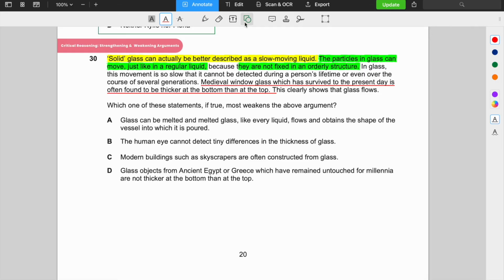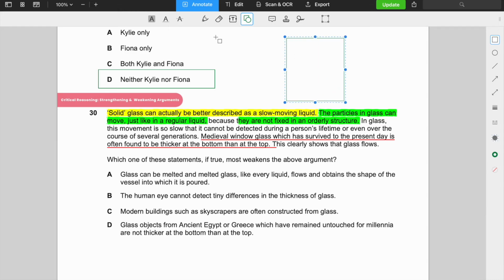So what they're saying is that the glass is flowing because it's apparently a slow-moving liquid, and therefore the bottom is thicker. So the bottom is thicker than the top. Okay, so this validates that glass is basically liquid, okay? So how do we weaken this argument?